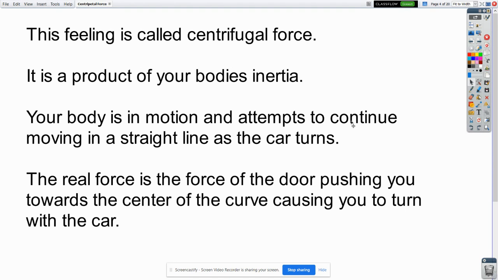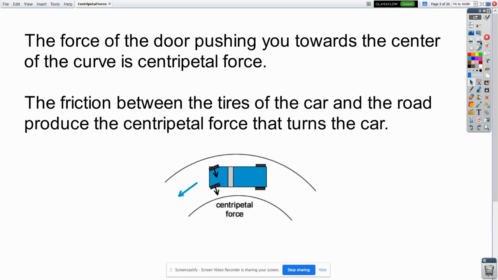So that feeling of being pushed towards the outside, that centrifugal force, is just a perceived force. It's a feeling that you get because of your inertia. The actual force is the force of the door pushing you towards the center of the curve, and that is centripetal force. As for the car, again, it's the friction between the tires and the road that produces that centripetal force. When you angle the wheels of the car, there is a component of the force being produced by those wheels that points directly towards the center of the curve, and it's that friction that causes the car itself to turn.